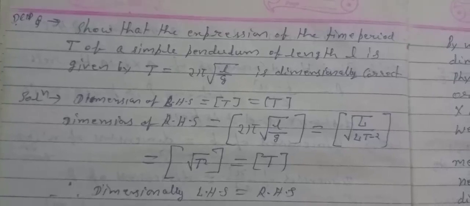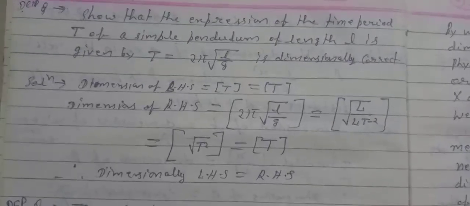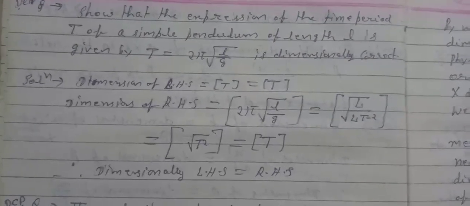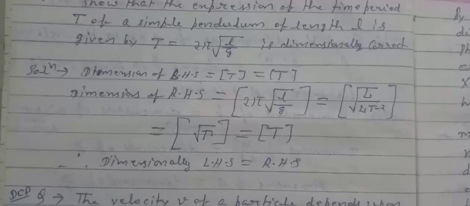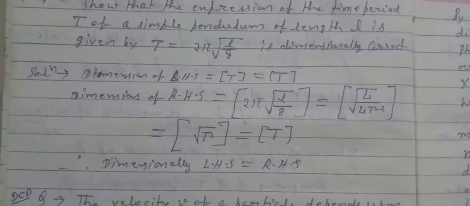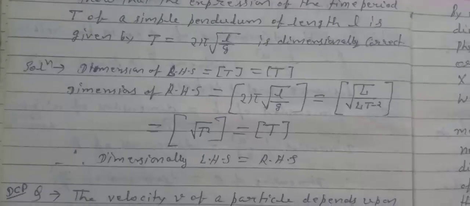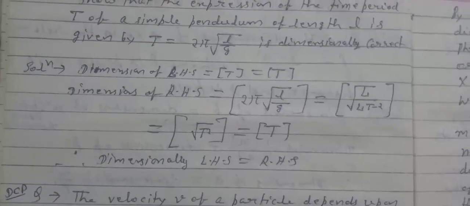Question: show that the expression of the time period T of a simple pendulum of length L, given by T equals 2 pi root L by g, is dimensionally correct. Dimension of LHS equals T. Dimension of RHS, 2 pi under root L by g, is dimension under root L by LT⁻², which comes out to be dimension T. Hence dimension of LHS equals RHS.